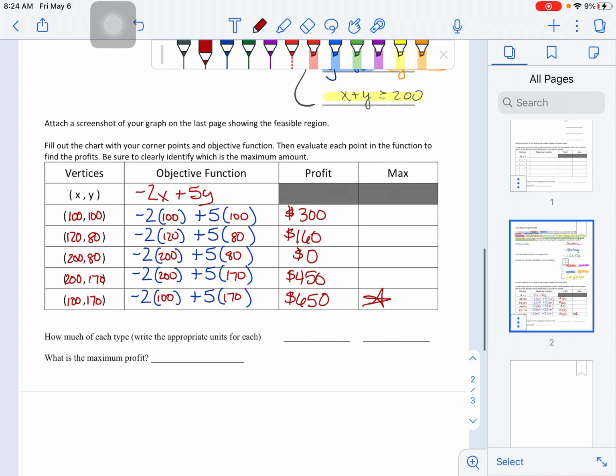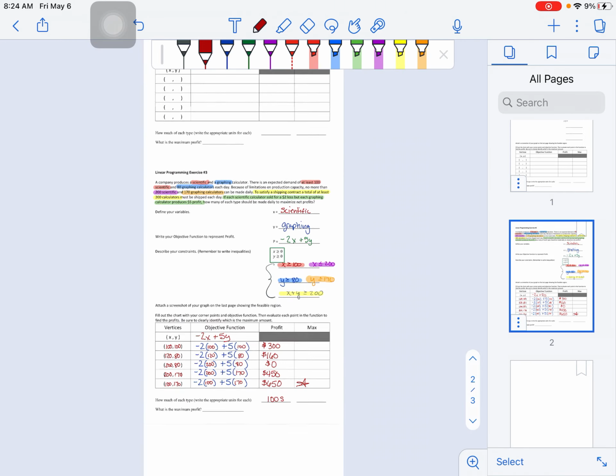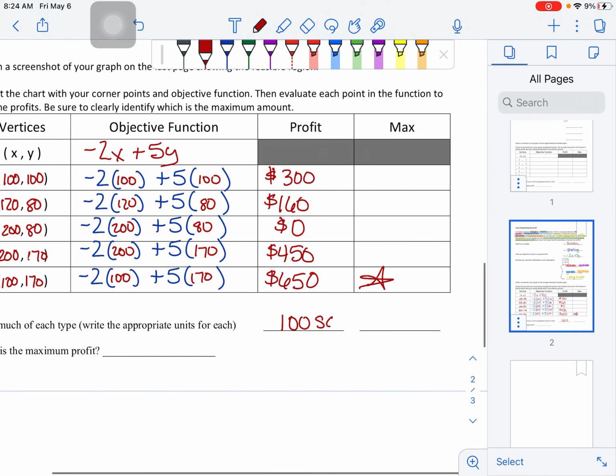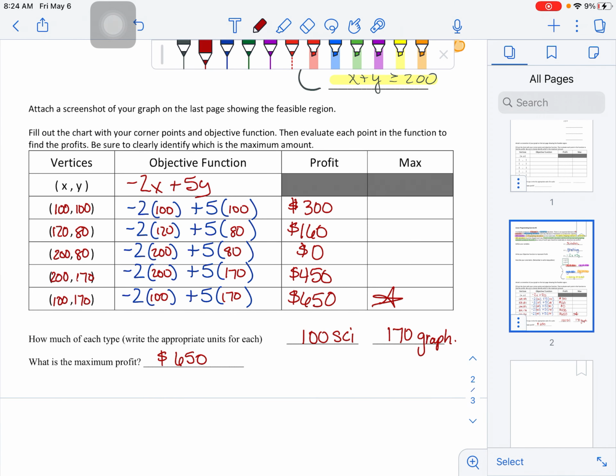So down here you're going to write 100, is scientific first? Yes, scientific. And 170 graphing calculators for a max profit of $650. That is the best scenario you can have if you have to follow all those restrictions.